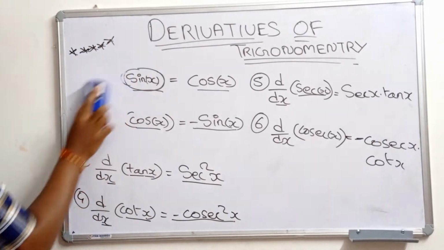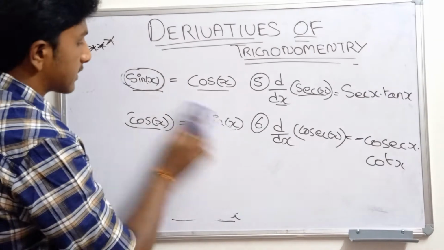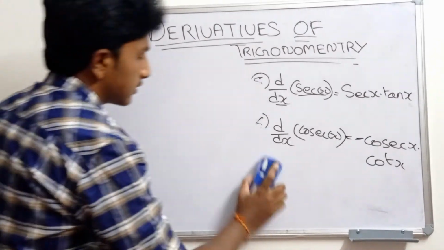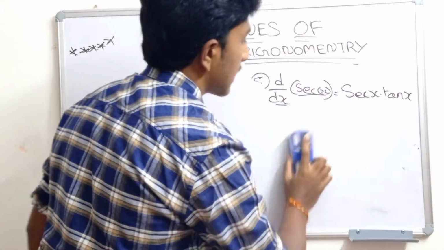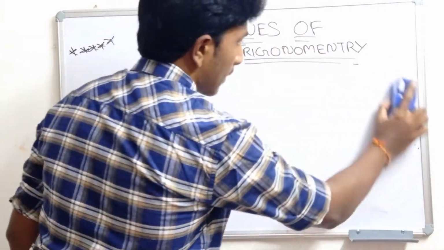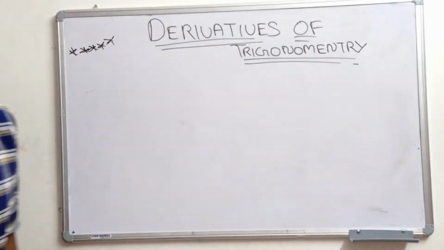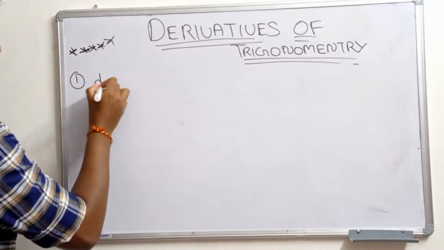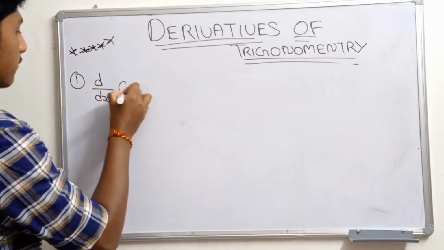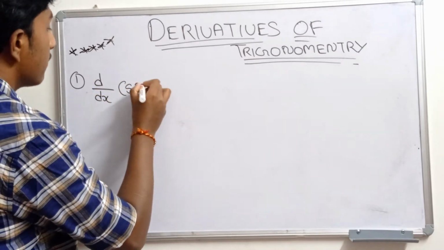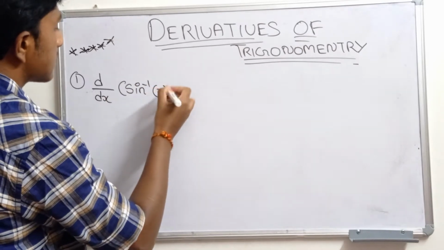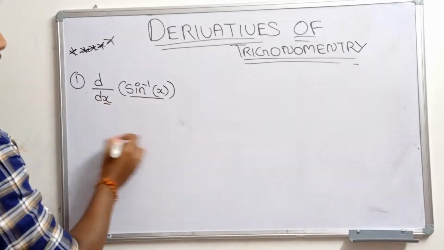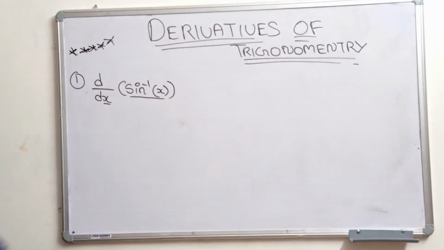Guys, now we are going to deal with the inverse functions of the same trigonometry. Are you ready? Yes. Now, the first formula is d by dx of sine inverse x. That means you are differentiating sine inverse x with respect to x. This is an inverse function of sine x.